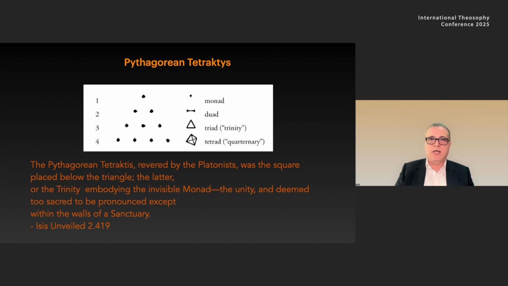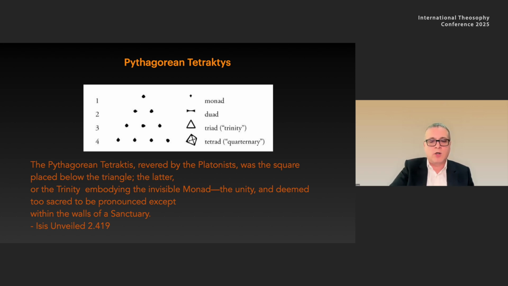So we see that we have four levels, and each level can be associated or mapped to a monad, duad, triad, and the tetrad. And in this context, we need to also understand that the Pythagorean Tetraktys was revered by the Platonists and was the square placed below the triangle, as mentioned in Isis.